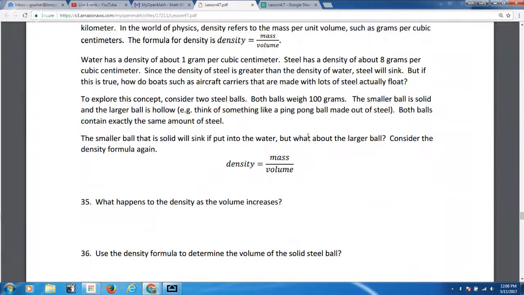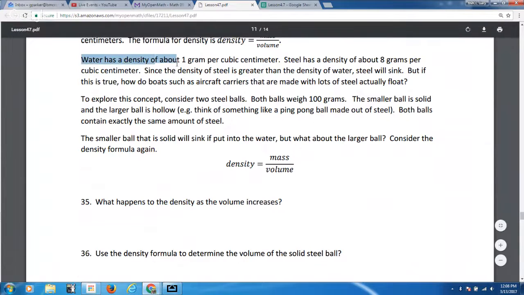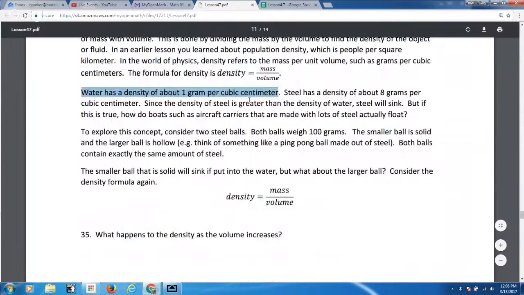Some things that are going to be important to us here: this equation, density equals mass over volume. Water has a density of about 1 gram per cubic centimeter. Steel has a density of about 8 grams per cubic centimeter. And we're going to take a look at some balls, a solid one and a hollow one, both made out of 100 grams of material.